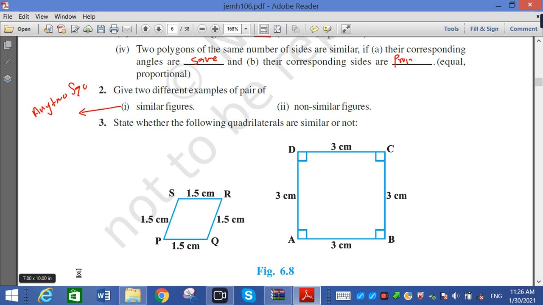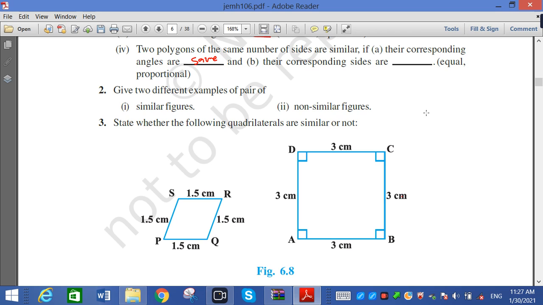Now question number 5. State which of the following are similar or not. The sides are 1.5 and 3, but the angles are not the same. If the angles are the same, we can say it is similar. Sides are in proportional form.